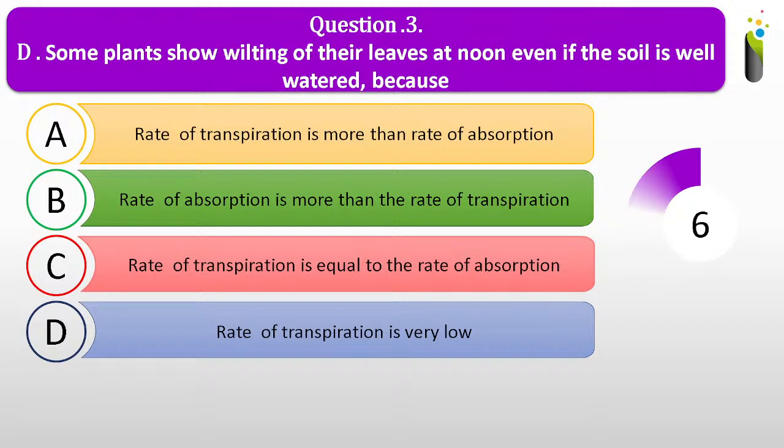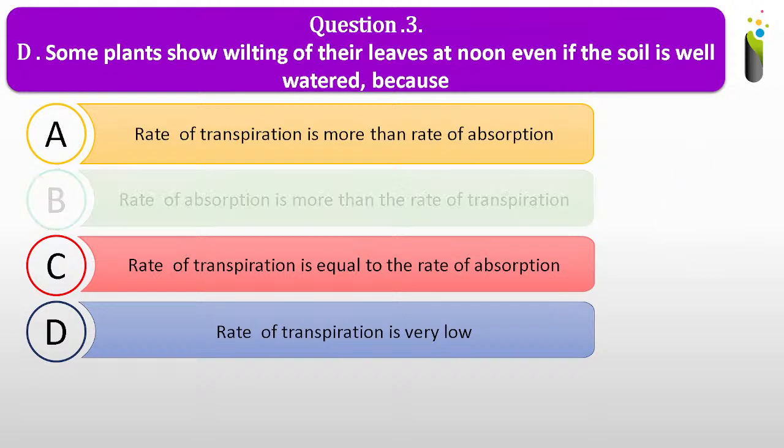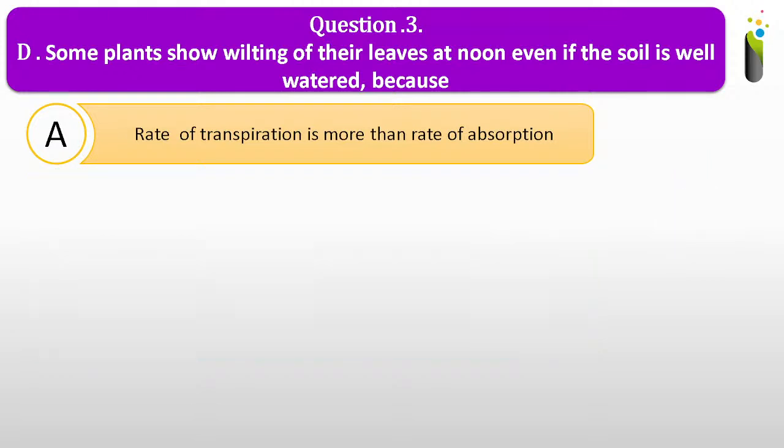And the correct answer for this question is the rate of transpiration is more than the rate of absorption, and this is the reason why some plants may show wilting of their leaves at noon, even if the soil is well watered.